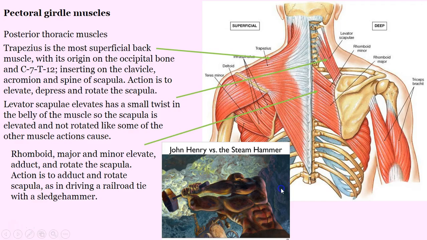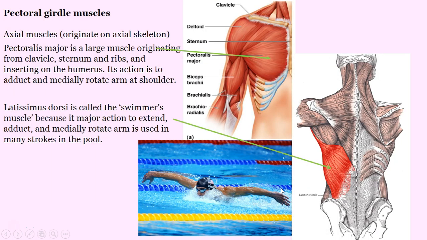John Henry. Okay, on to pectoral girdle muscles, the axial. Axial means central. And so we have two that we're looking at. We have the pectoralis major, which is a large muscle, and here it is, originating from the clavicle, sternum, and ribs. And it's going to insert on the humerus. So a lot of that, and there's a tuberosity here, that roughened area where the muscles attach.